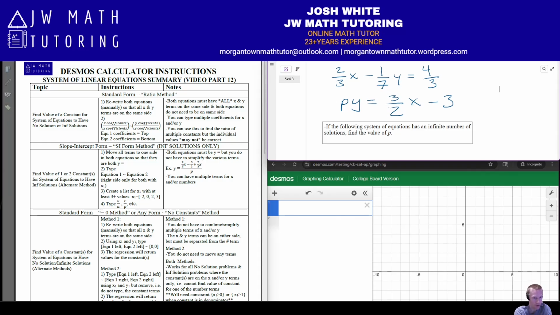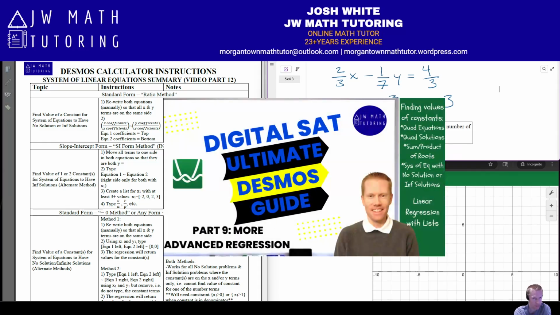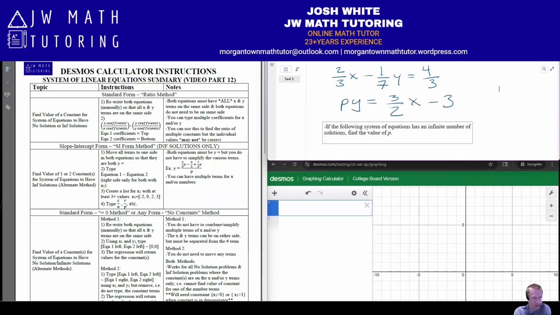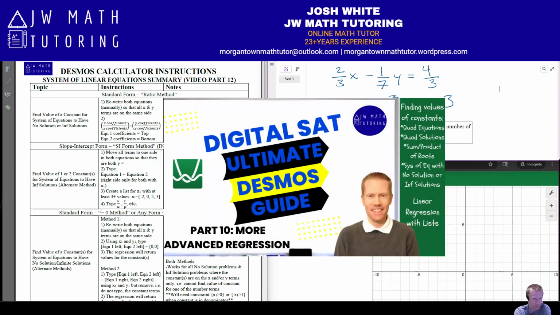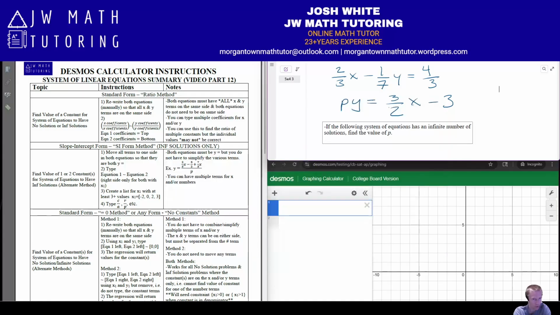So the ratio method, that was covered in a previous video. I'll put a link in the description for the specific one. I forget exactly which part it was. The slope intercept, or SI form method as I call it, was also covered again in a previous video, and I'll put a link in the pinned comment in the description for the video where that was covered.